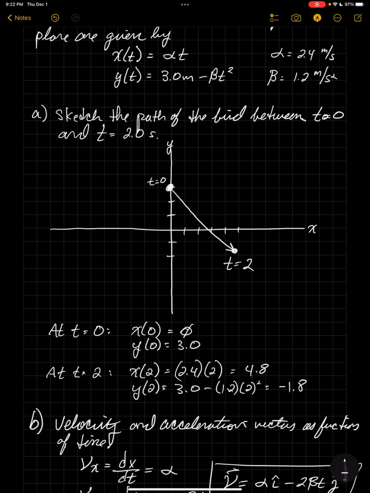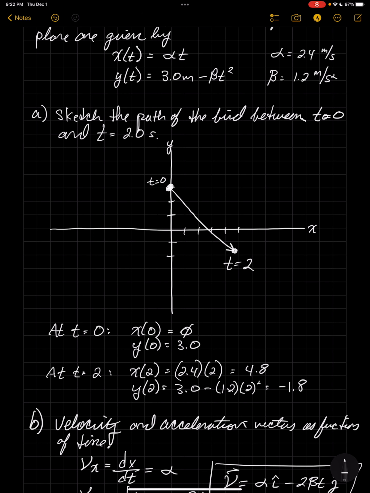Then at time t equals 2 seconds, x of 2 is equal to alpha times t, which is 2.4 times 2, or 4.8. And y of 2 is equal to 3 minus beta times t squared, which is 1.2 times 2 squared, which is equal to negative 1.8 meters. So I can then take these 2 points, 0, 3 for time t equals 0, and 4.8, negative 1.8 for time t equals 2, and I can plot them on the xy plane.